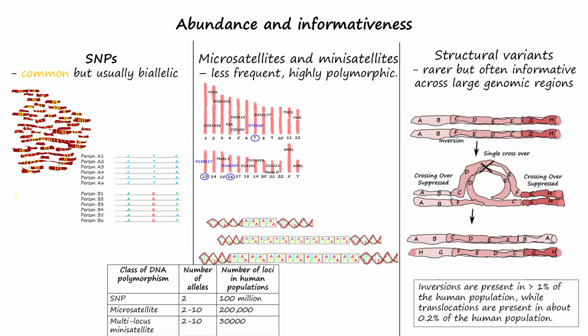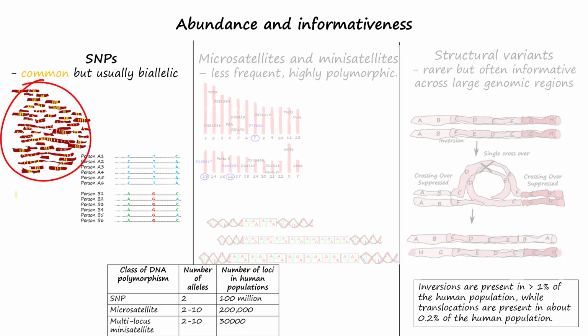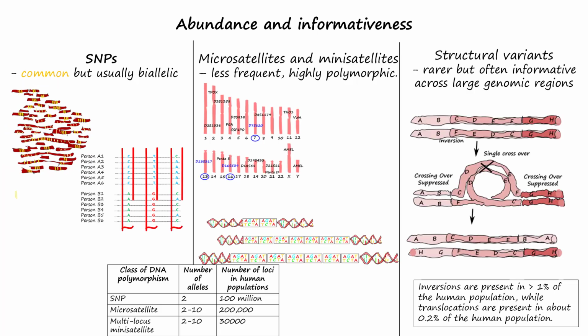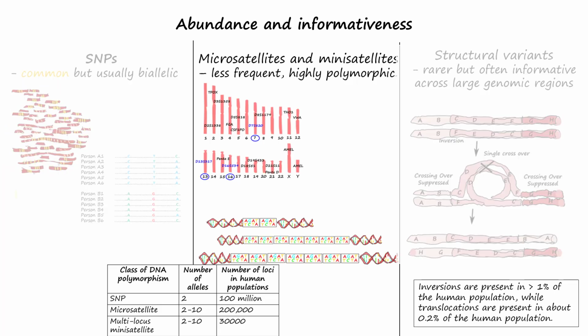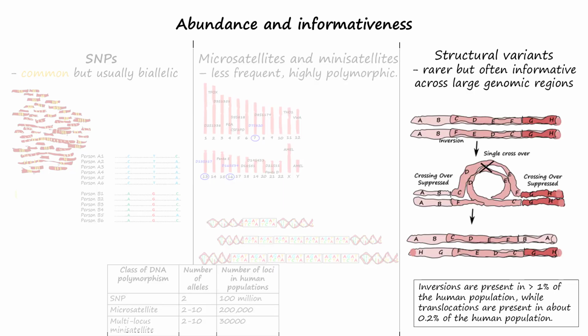Marker systems also differ in abundance and informativeness. SNPs are extremely common but usually biallelic, whereas microsatellites and minisatellites are less frequent yet highly polymorphic. Structural variants are rarer but often informative across large genomic regions because they span thousands to millions of base pairs.